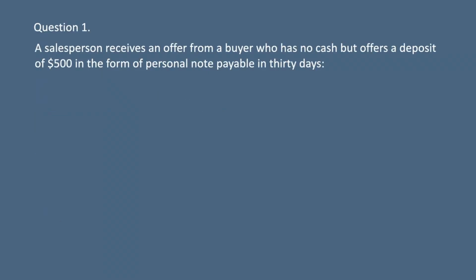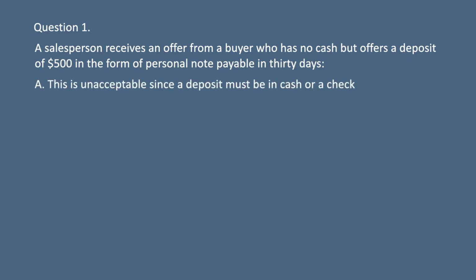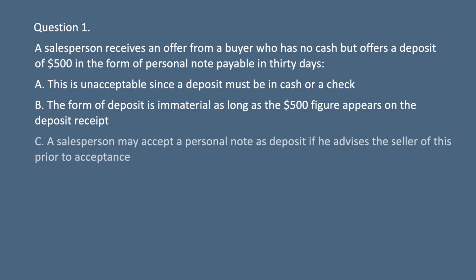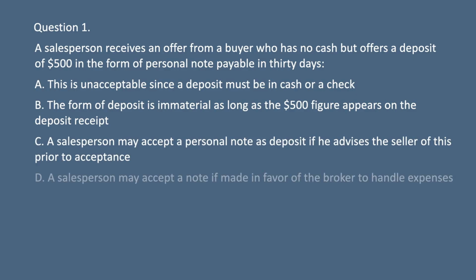Question 1. A salesperson receives an offer from a buyer who has no cash but offers a deposit of $500 in the form of a personal note payable in 30 days. A. This is unacceptable since a deposit must be in cash or a check. B. The form of deposit is immaterial as long as the $500 figure appears on the deposit receipt. C. A salesperson may accept a personal note as deposit if he advises the seller of this prior to acceptance. D. A salesperson may accept a note if made in favor of the broker to handle expenses.